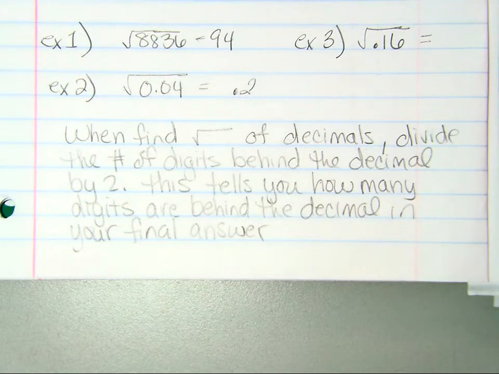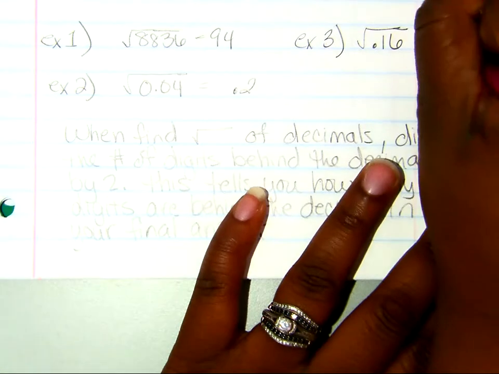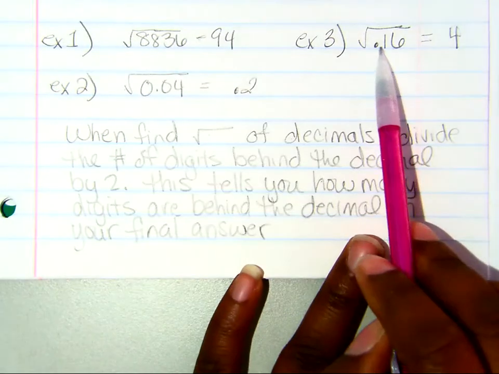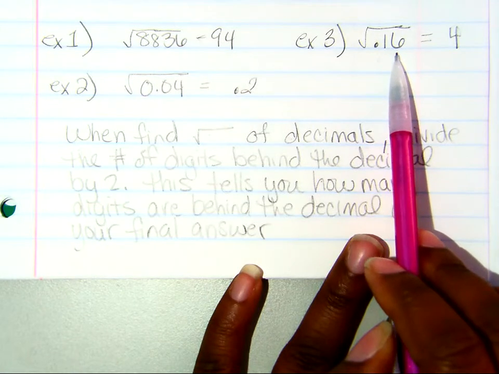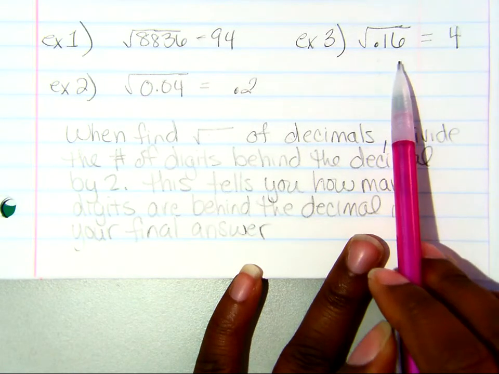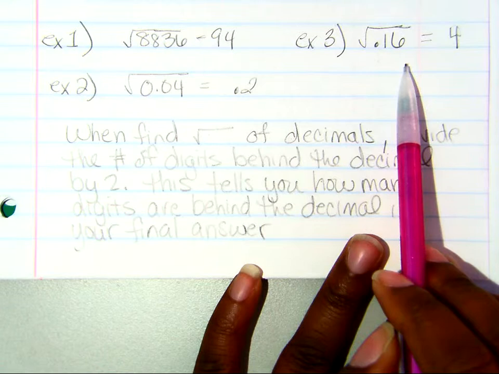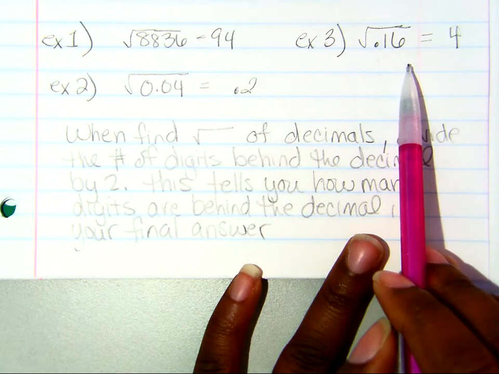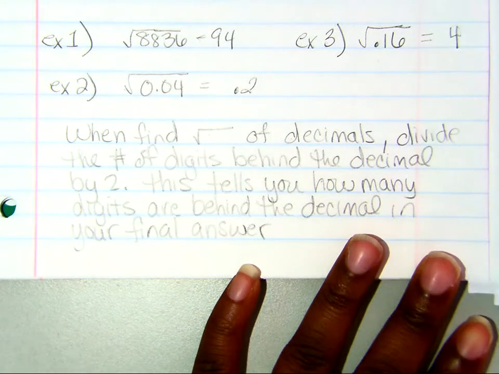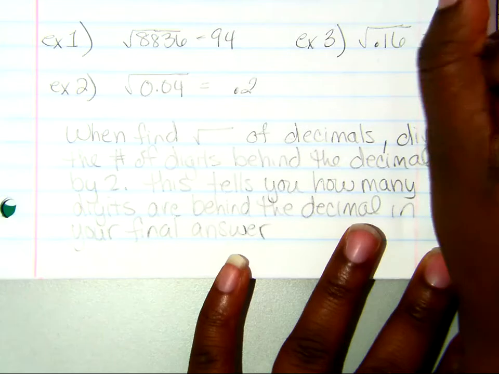Not 8. 4. Okay, so I know my answer is going to have a 4. How many digits are behind the decimal? 2. What's 2 divided by 2? 1. So that was a disaster.